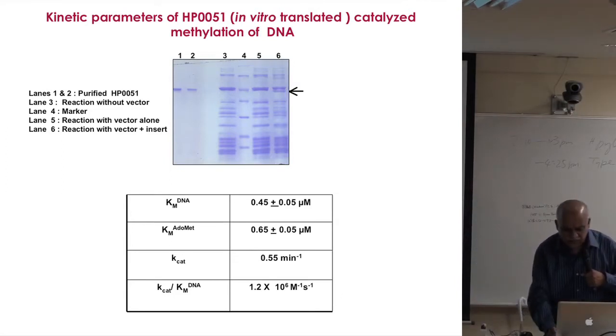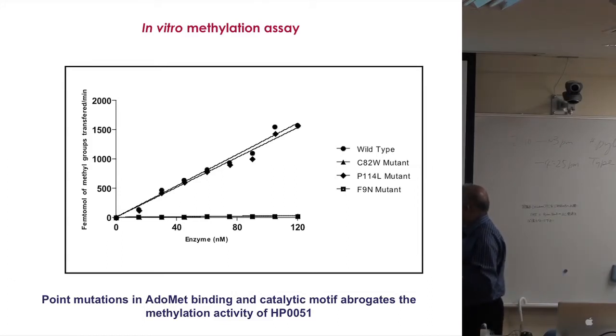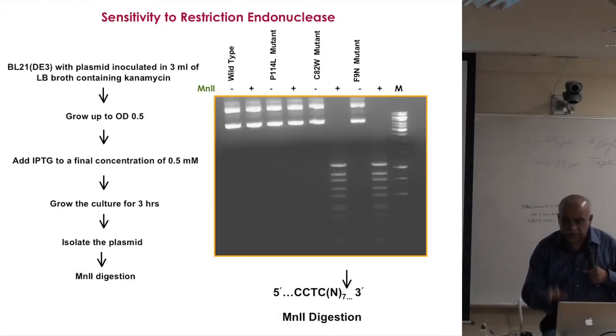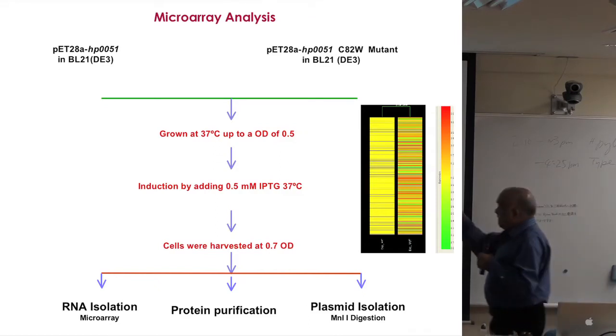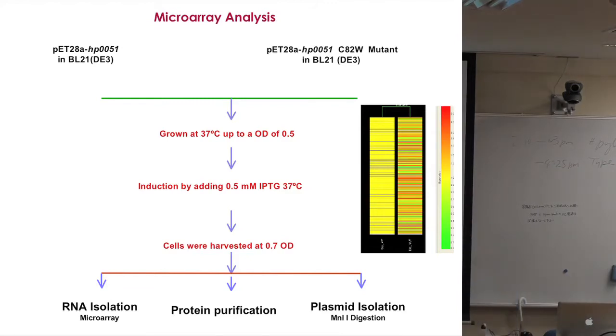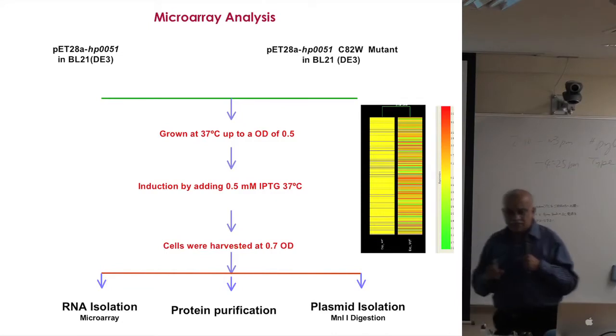But this was not enough for us. So we decided that we would make a catalytically inactive mutant. We have a wild type and a mutant. We transformed these in E. coli and then did a microarray analysis of E. coli cells expressing the active and the catalytically inactive mutant. We went through this procedure: we did RNA isolation, did microarray, and did protein purification to show that the specificity changes. And we did plasmid isolation to do MNL1 digestion. If you look at CCTC, you can use MNL1 digestion. If it's methylated, the digestion will not occur.